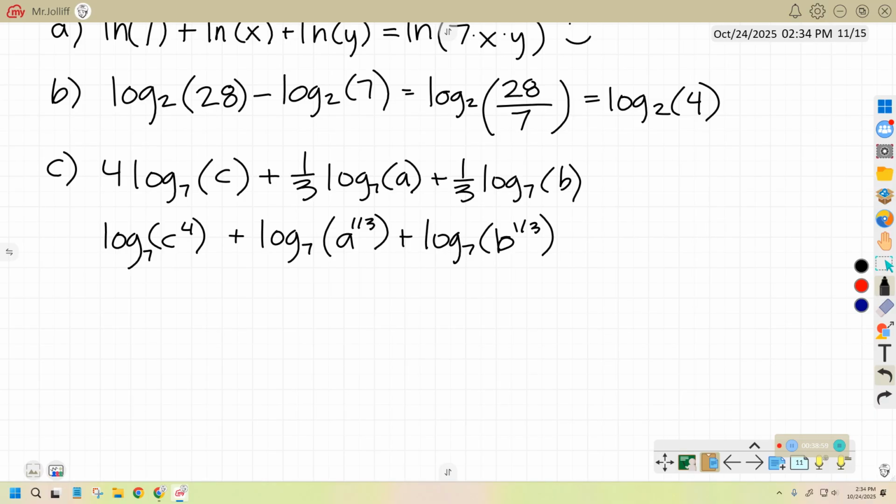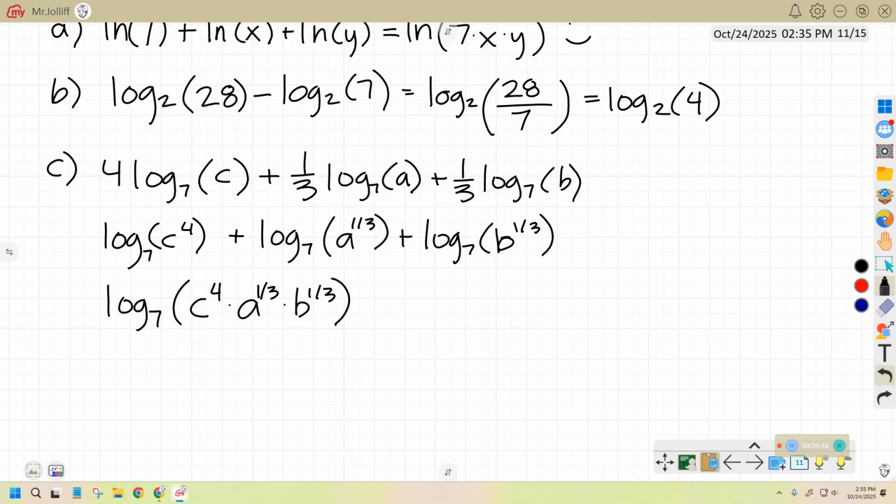It's okay, we're going to condense it in just a second, and then there'll be less log base 7s. I'm adding the logs, and they all have the same base. So if I squish them into a single log, what am I turning that addition into? Multiplication. Addition and multiplication connect. Good. So this is going to become log base 7 of C to the 4th times A to the 1/3 times B to the 1/3. And if you got that, as a math teacher, I'd be pretty happy.